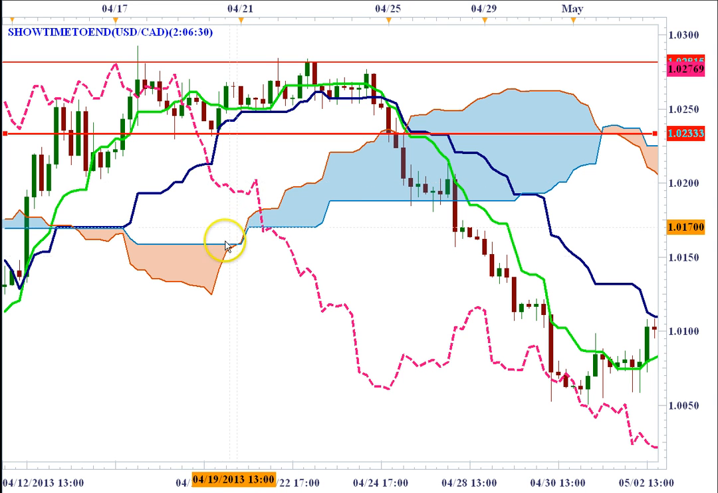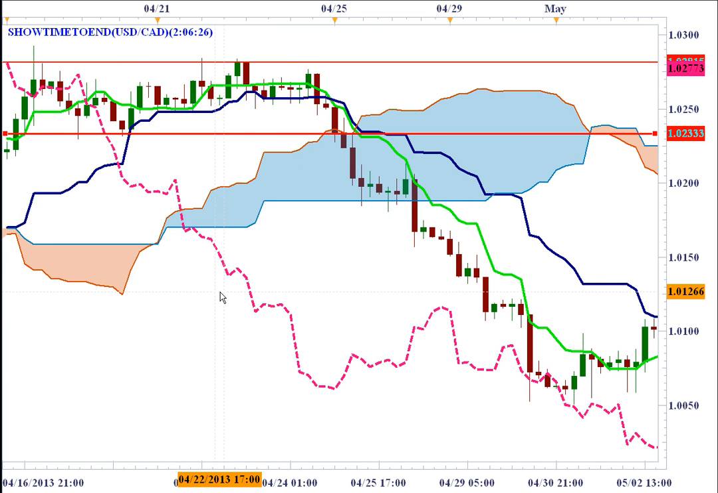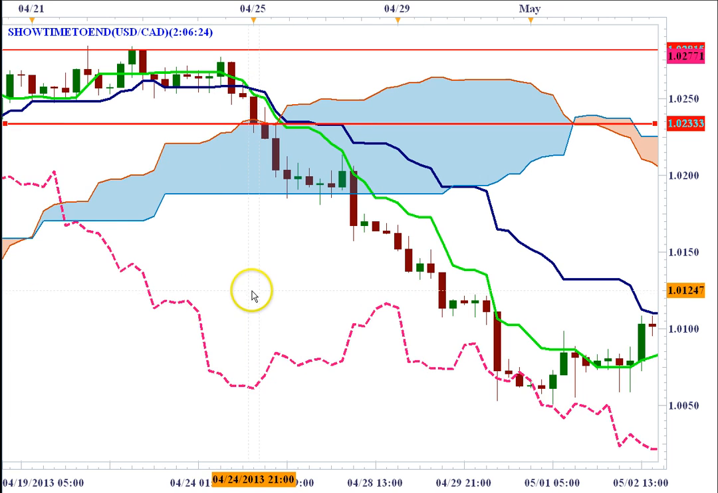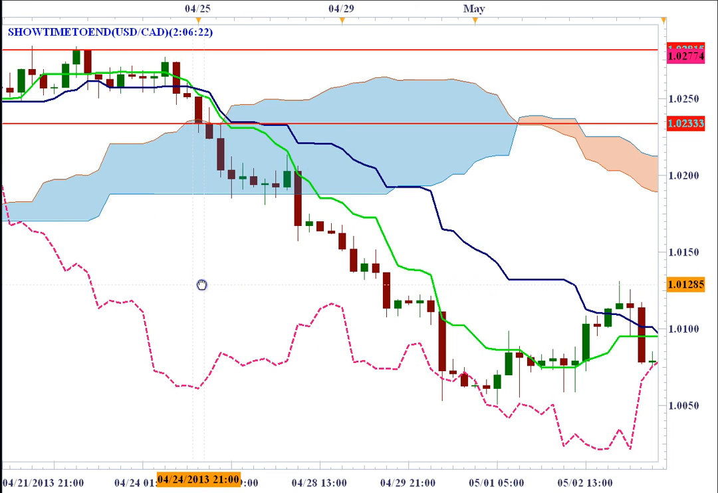Now the Ichimoku system is not for a market that's not trending. It's basically a good trending system. Alright, so let's get into the signals.